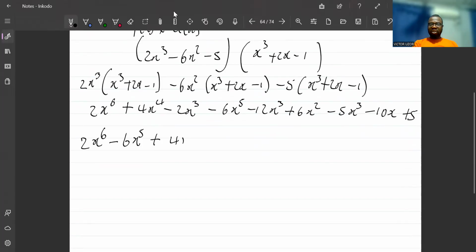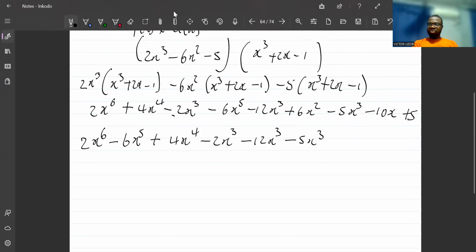Then you go to raised to the power 4: plus 4x raised to the power 4. Any other raised to the power 4? No. Then you go to raised to the power 3. In raised to the power 3, you have 3 of them: minus 2x raised to the power 3, minus 12x raised to the power 3, and minus 5x raised to the power 3.